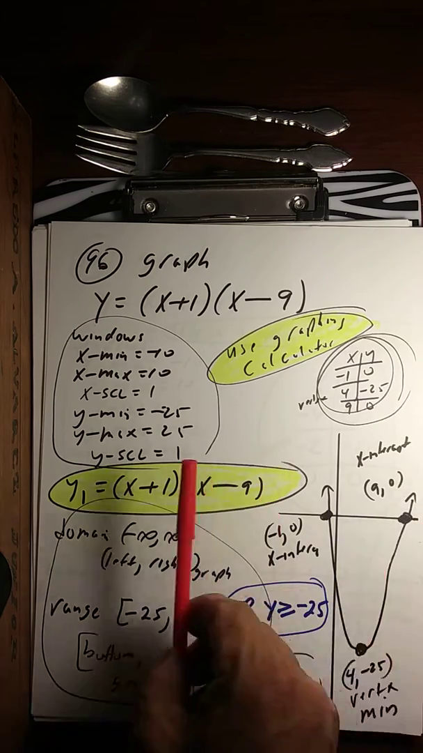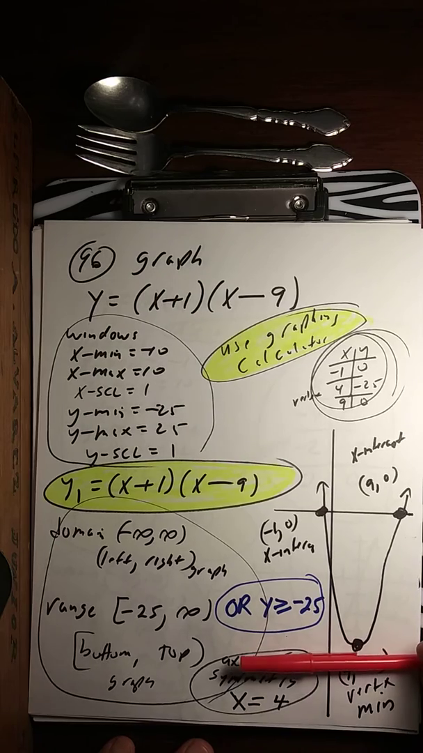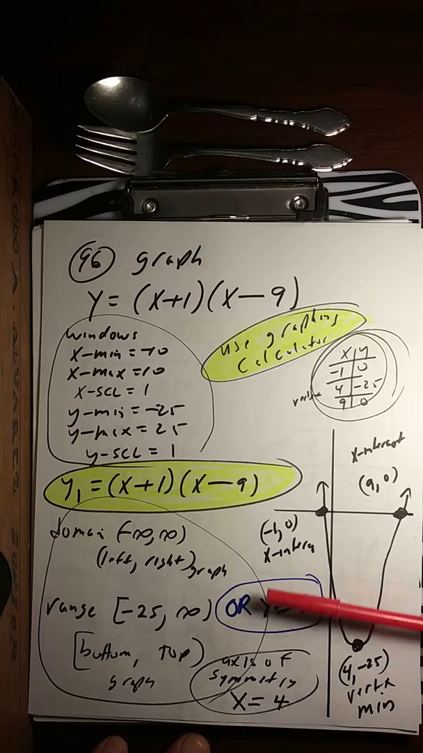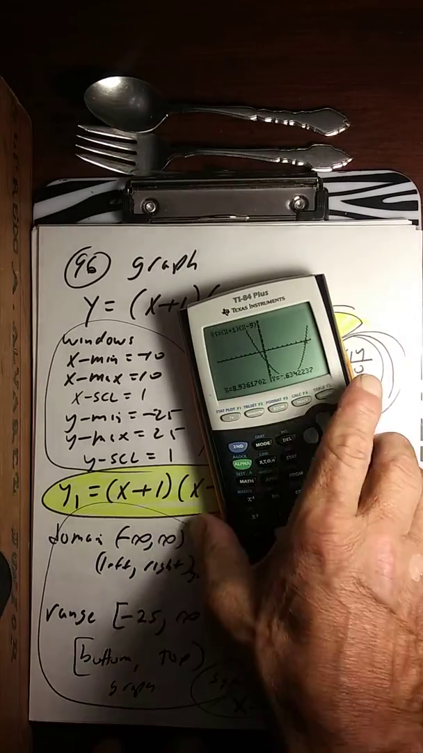And domain is all real numbers, negative infinity to infinity. Range goes to negative 25 and then up. So range is negative 25 to infinity, or y is greater than or equal to negative 25. The domain goes this way, and the range goes this way. Okay, and our graph is right there again.